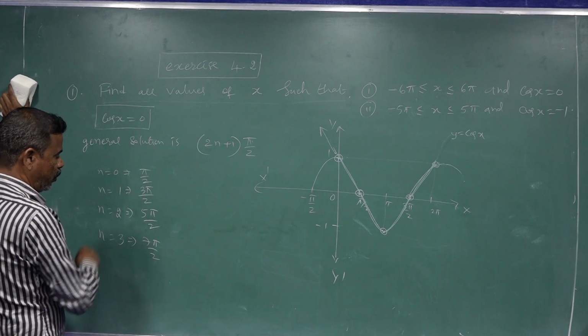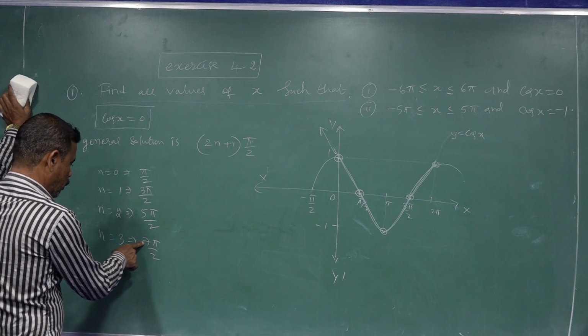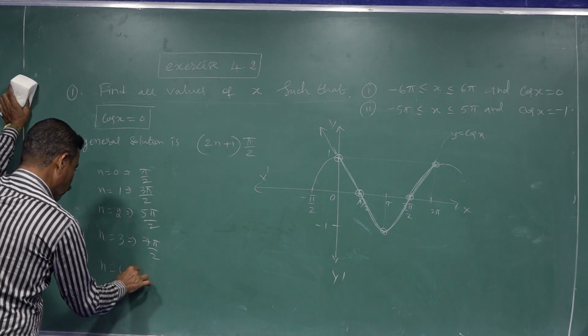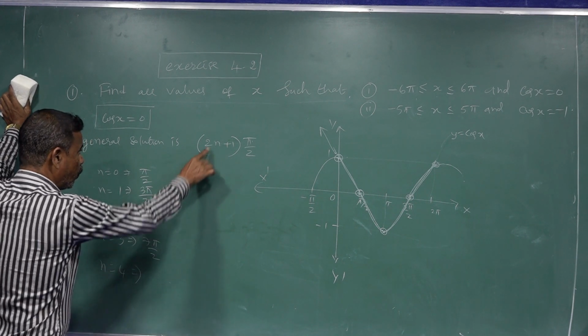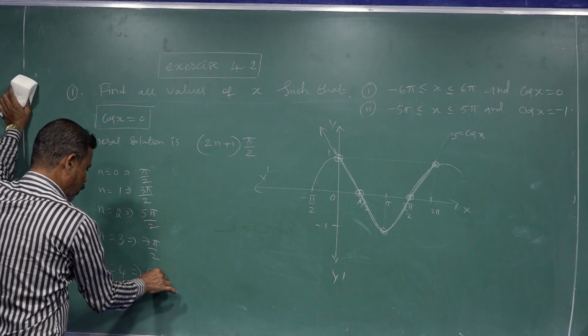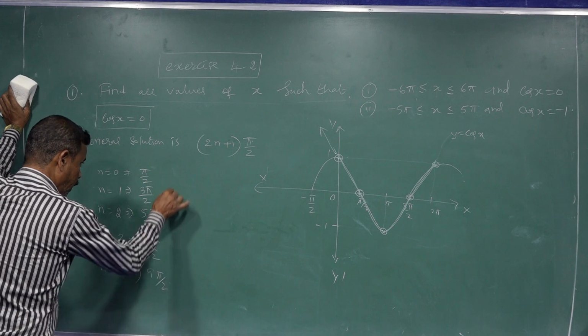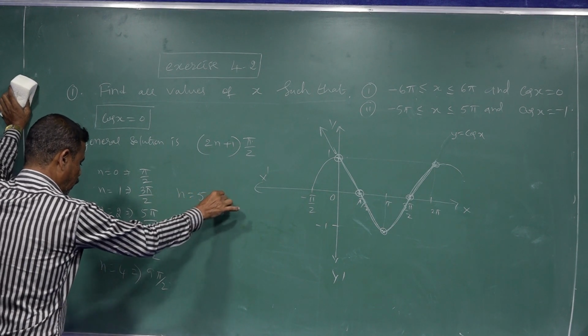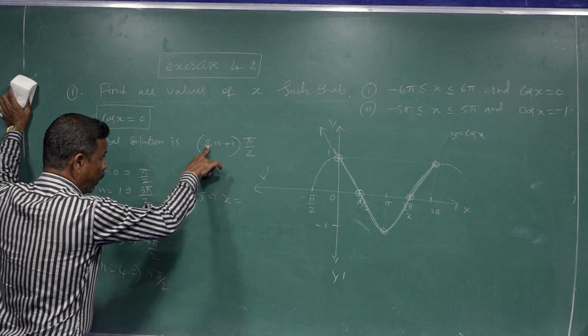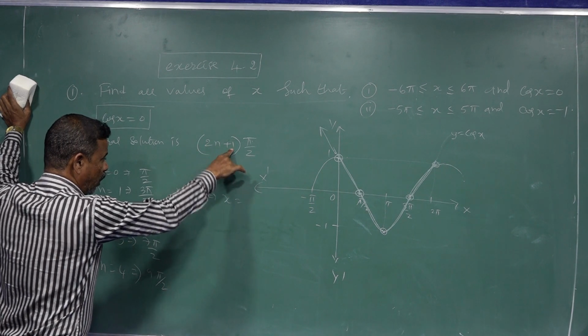3.5, but 6.65 there. 6. So n is equal to 4 also taken. 4 into 2, 8 plus 1, 9 π by 2. This value how much? 4.5, but up to 6. n is equal to 5. Then what? x is equal to 2 into 5, 10 plus 1, 11 π by 2.